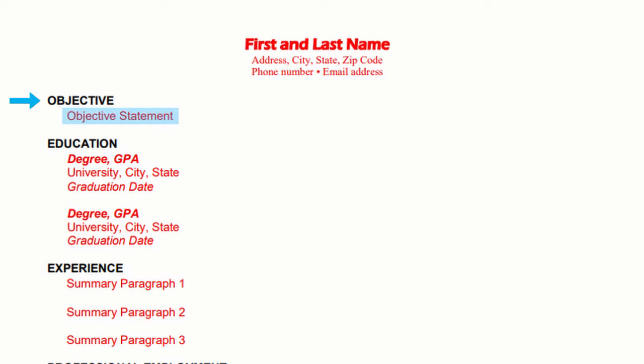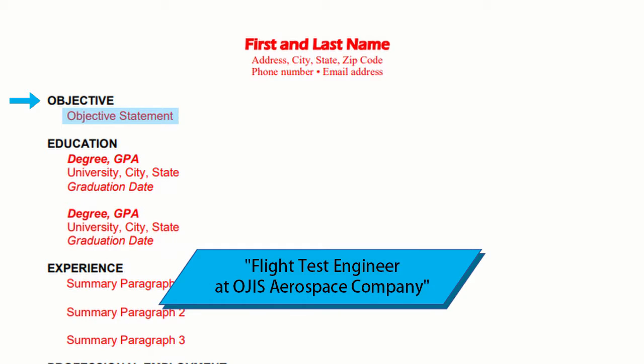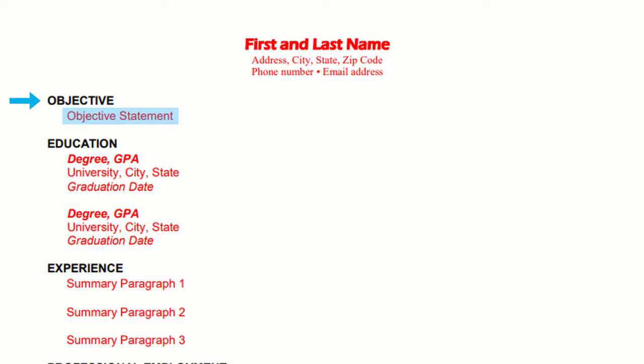Therefore, if I was applying for a flight test engineering position at the make-believe OJIS Aerospace Company, then my best objective statement would simply be flight test engineer at OJIS Aerospace Company. It is specific, confident, and directly oriented towards them. And because of this tactic, the objective statement will change with every job application. Don't forget this.